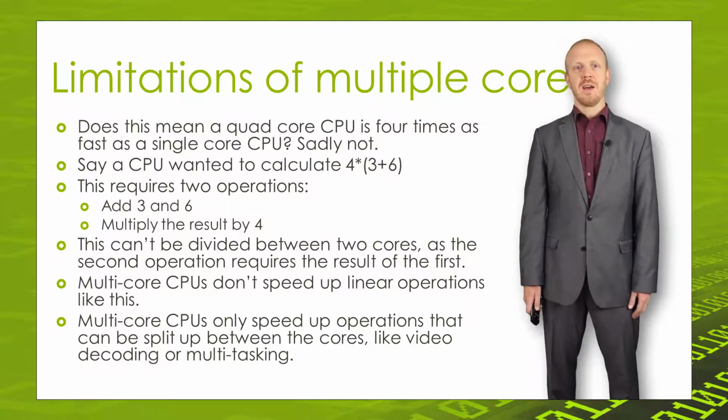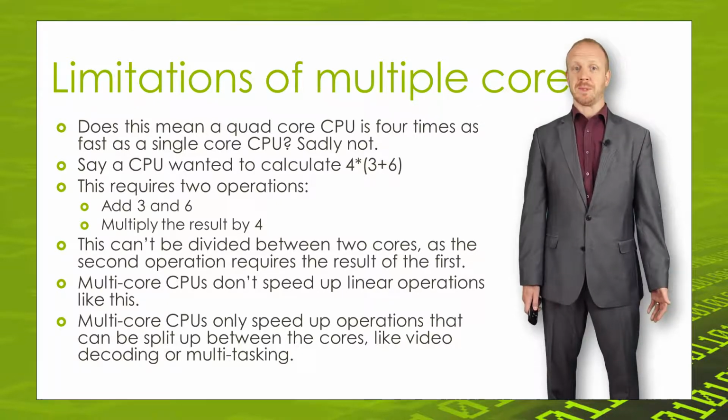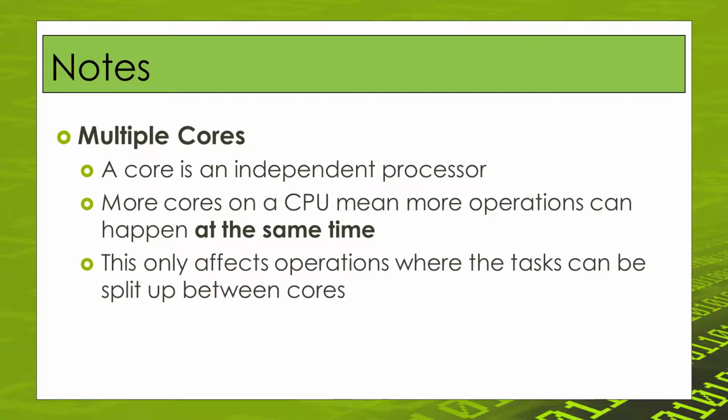Multi-core CPUs don't speed up linear operations like this, and a lot of what a computer does is linear operations. Multi-core CPUs only speed up operations that can be split between the cores, like video decoding or multitasking or games. Notes on multiple cores. A core is an independent processor. More cores on a CPU mean more operations can happen at the same time. But this only affects operations where the tasks can be split between cores.